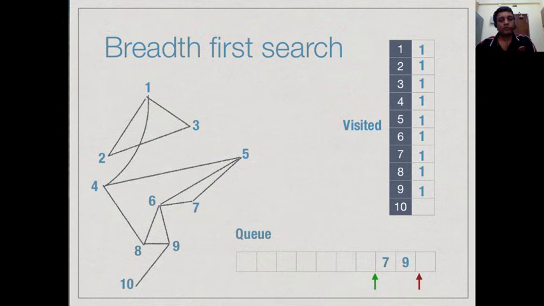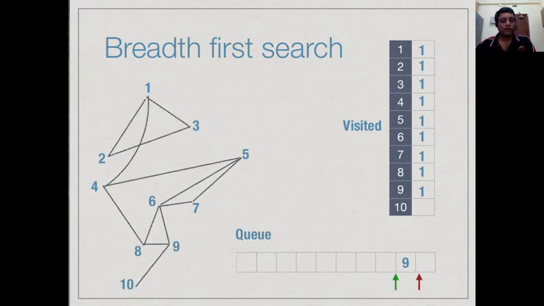So when we remove 6 from the queue, we have nothing to do. We go back and find that there's nothing to be done because all the neighbors of 6 have already been visited. Then we pick up 7. Once again, we find that all the neighbors of 7 have already been visited. Finally, we pick up 9.